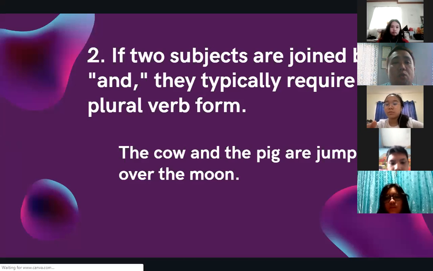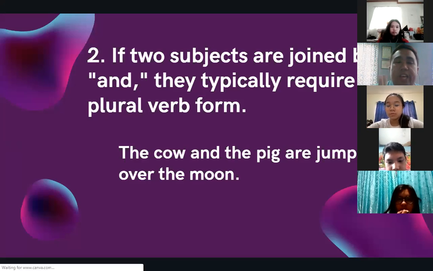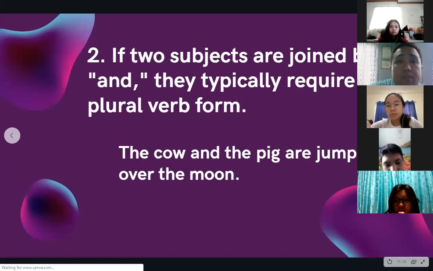Medyo nakakalito itong rule na ito. There are two distinct differences. Number 1, if the two words or the compound words are different, magkaiba, okay, we're pertaining to two different entities. Therefore, we take a plural verb. For example, the cow and the pig are jumping. Your subject here is the cow and the pig.